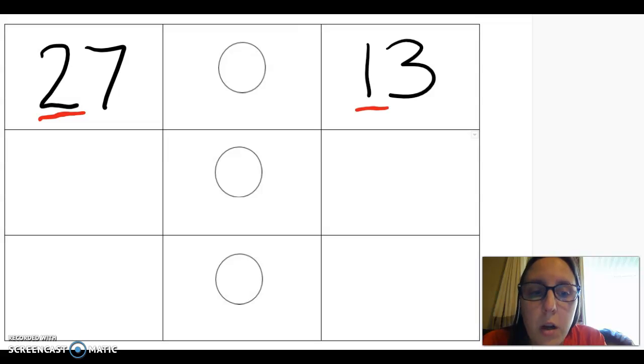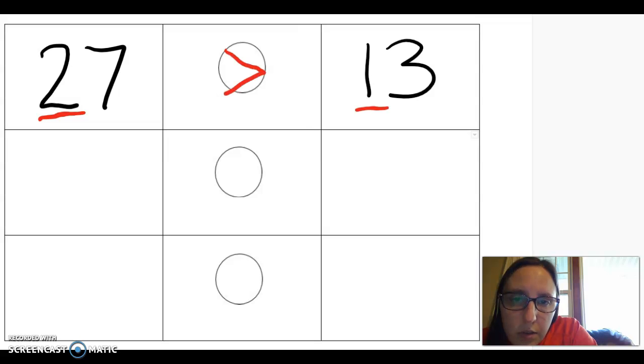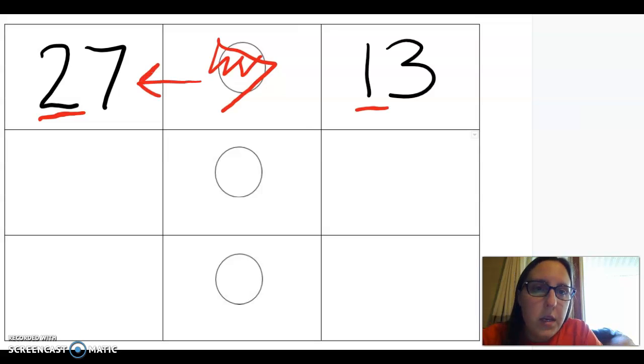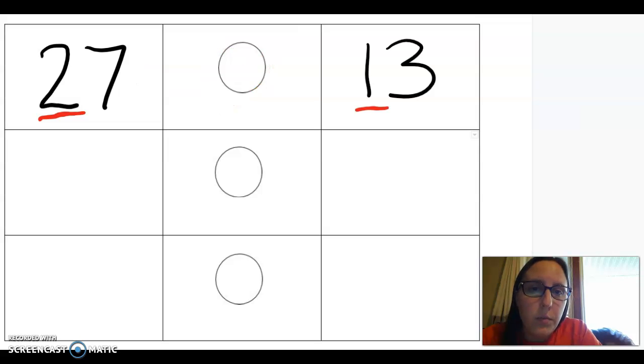Now, remember when we draw our signs for greater than, less than, or equal to, the alligator mouth is always going to eat the bigger number, okay? So if 27 is our bigger number, we want the alligator mouth to open up to the 27, just like that, okay? I'm going to draw that one more time, and I'm going to show you the alligator mouth is opening up. I'm going to even draw some teeth in there, okay? The alligator mouth is opening up towards the 27 because that's the greater number, okay?